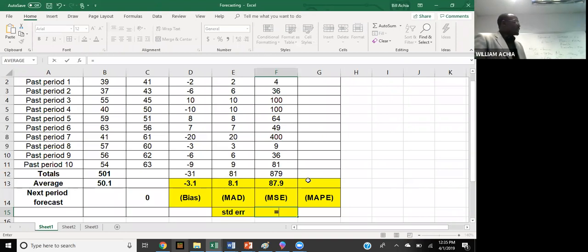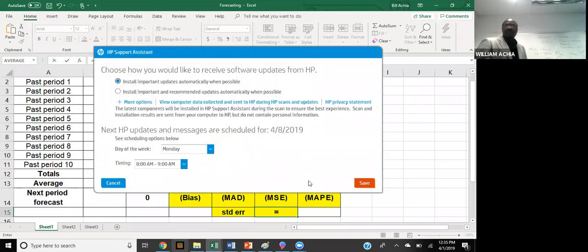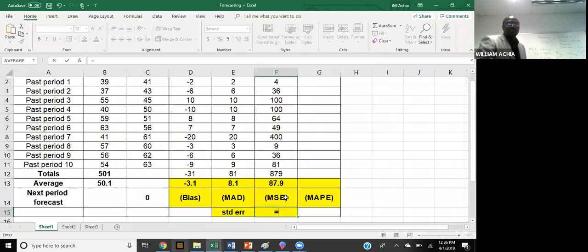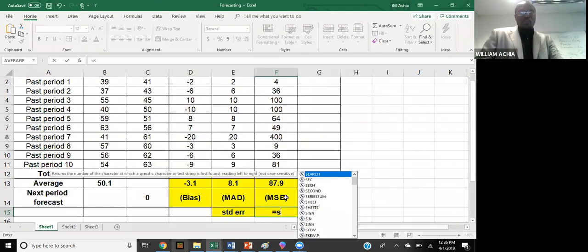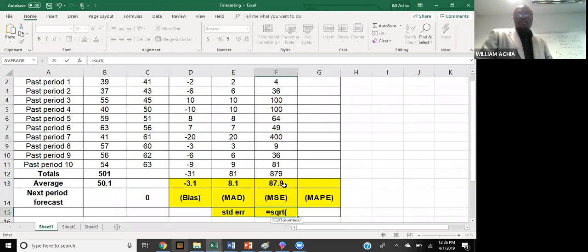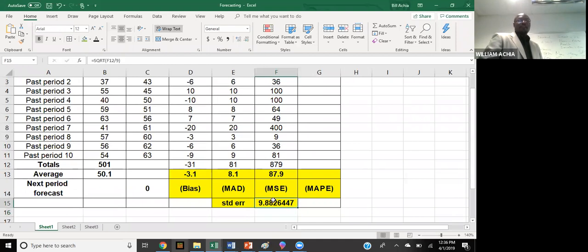We will use the sum total before dividing that by 10, because that's what we want to do in the next step. So rather than using what I just did, we'll get the square root of 879 divided by, we have 10 time periods, so 10 minus 1 is 9. And close that parentheses, and you get a number here.